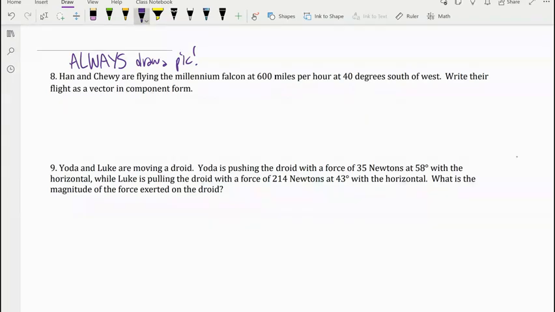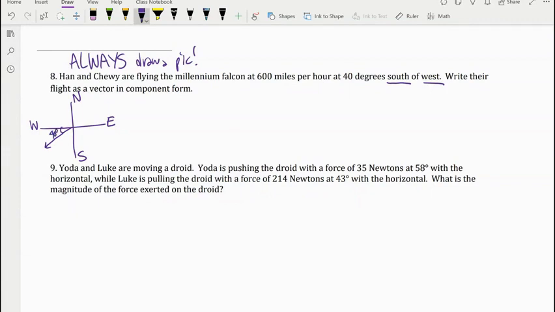So 40 degrees south of west. You do have to know a little bit about your directions. So California is over here. We live on the west coast. New York is over here. That's on the east coast. Chicago is up here. That's north. Texas is down here. That's south. So you do need to know your directions a little bit. 40 degrees south of west means below. South means below, right? So below west. So 40 degrees south of west is going to be right here.